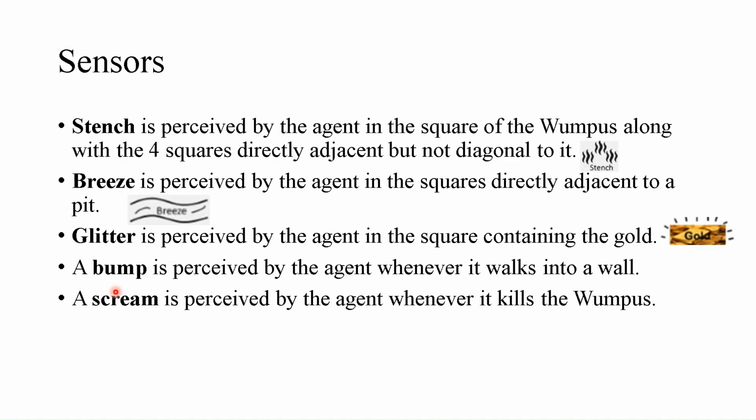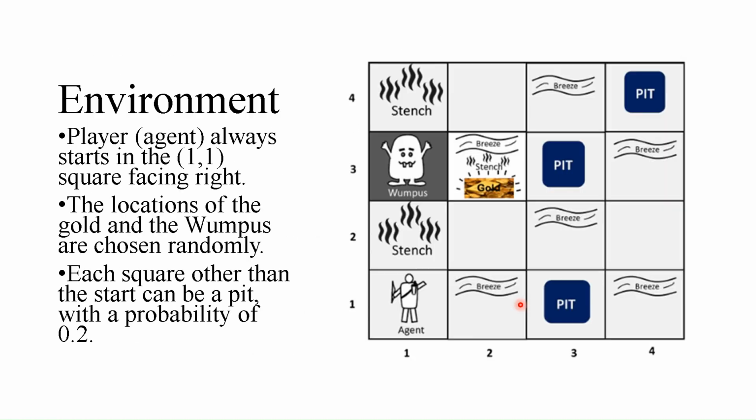Now a scream is perceived when the agent kills the Wumpus. So suppose the agent is here, you turn upwards and shoot the arrow, or you go to 2 comma 3, turn left and shoot the arrow, or 1 comma 4, turn down and shoot the arrow. These are the only three cases where you can kill the Wumpus. Or perhaps from 1 comma 1, you look straight up and kill the Wumpus by shooting the arrow, which would be with blind luck.